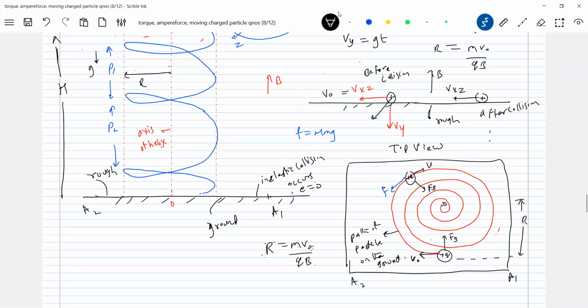Now, can we conserve angular momentum about O? Friction is acting, it will set up a torque, so not possible.